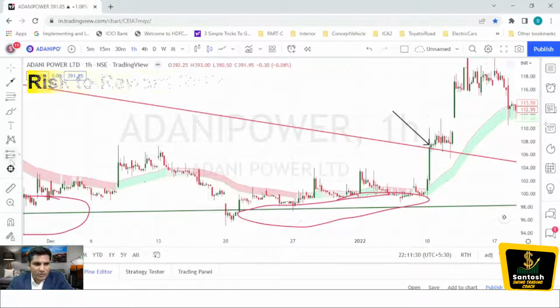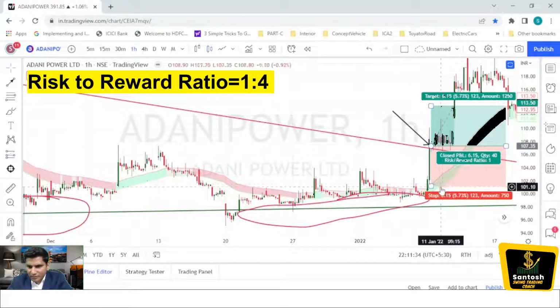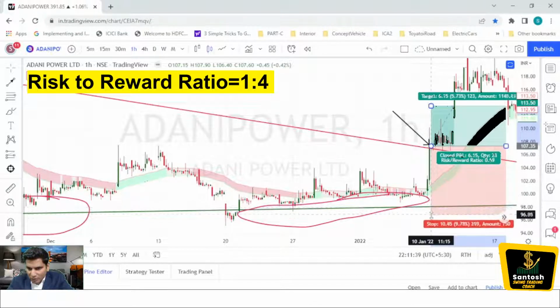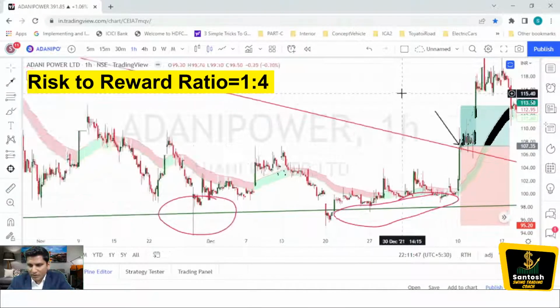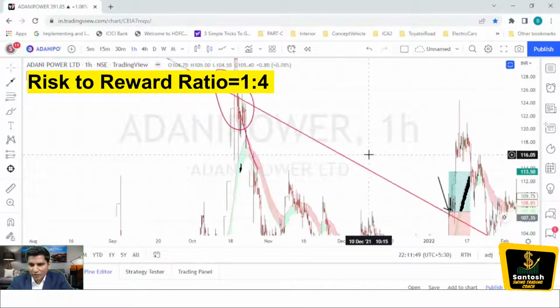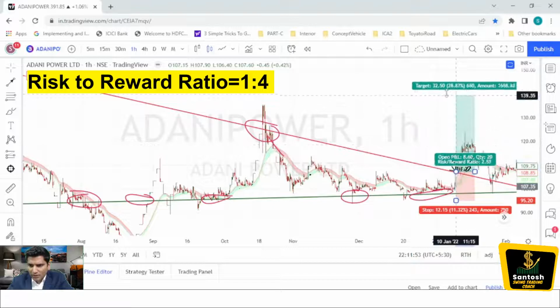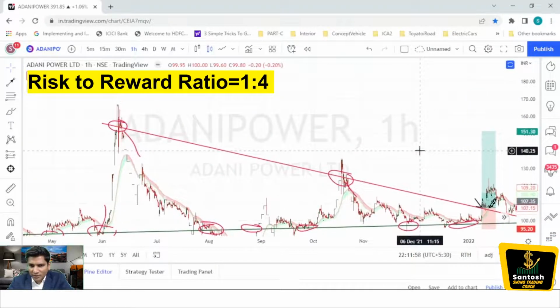So let me put the risk to reward ratio here. My entry point is here, and then I put the stop loss just below the major trend line, that is the support line, which is green in color. So actually I was looking for a 1:4 risk to reward ratio. I was planning to hold it for a long time.